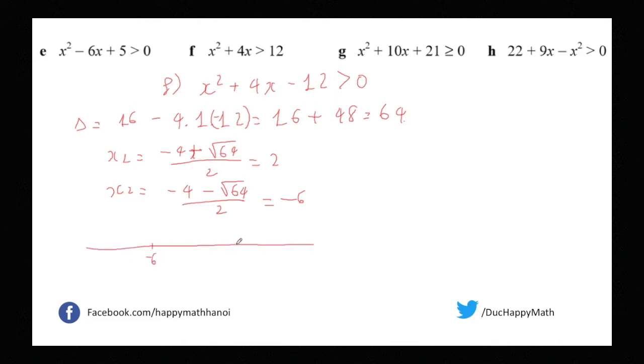Minus 6 here, 2 here, and the value of a is 1, the coefficient of the a squared. So this part is positive, and this part is negative. And the question asks about the positive, so I will take both outside intervals. This means I will take h less than minus 6, this part. And the second one, I will take h greater than 2 here.